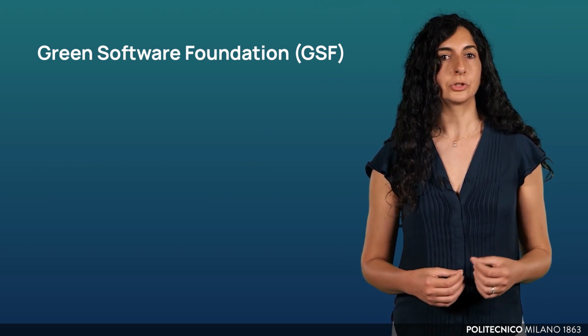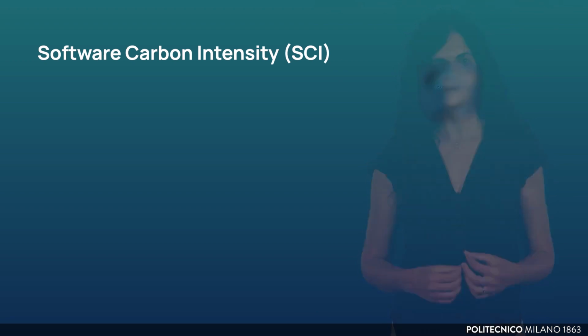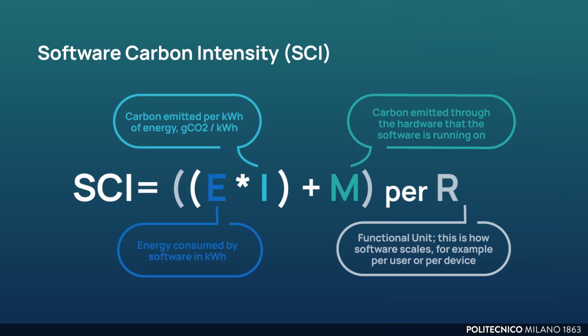The main metric proposed by the Green Software Foundation is the Software Carbon Intensity, or SCI. Software carbon intensity measures the carbon emissions attributable to an application in relation to its functional unit. It takes into account the energy used to run the software, the source of that energy, and the number of instances executed, such as users served or tasks completed. The metric considers both the emissions resulting from running the software and those from the manufacturing of the hardware on which the software is executed.